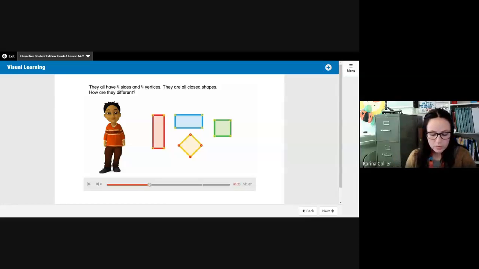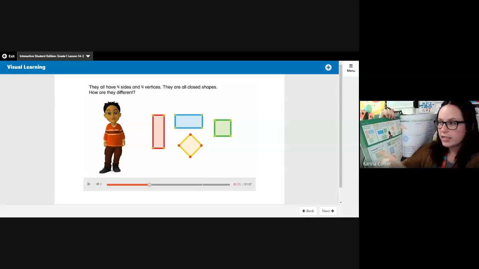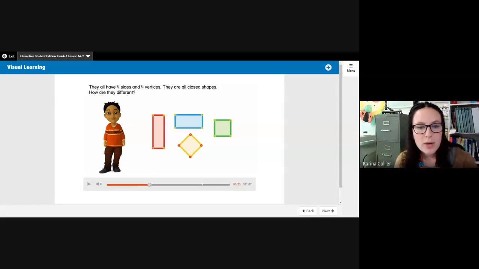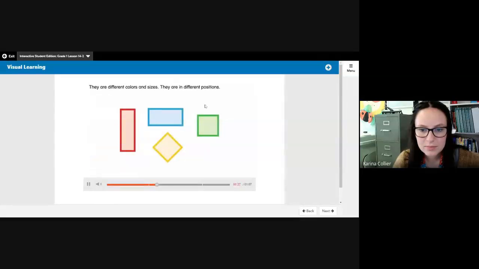So boys and girls, we are following along with our workbook page at the top of page 562. So we're right up here. So it just told us how they are alike, that they have 4 sides and 4 vertices, and they are also all closed shapes. But how are they different? They are different colors and sizes. They are in different positions.